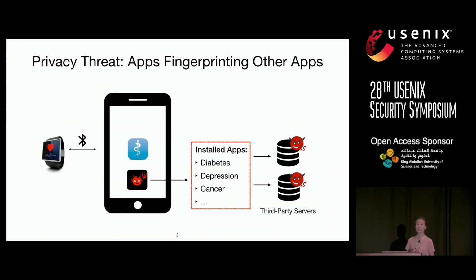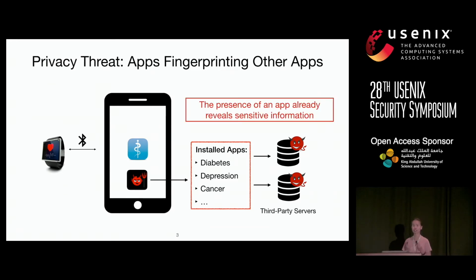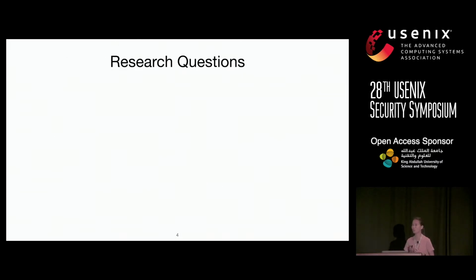In the context of mHealth, the presence of an app might already reveal sensitive information about the users. For example, if you have a diabetes app, it probably tells the fact that you have diabetes. Consequently, any app on an Android phone can know the medical conditions of the users. This information is sensitive, and it can be used to profile, to discriminate, or even to blackmail the users, right? Given the severity of the problem, we started this project, which aims to answer the following questions.